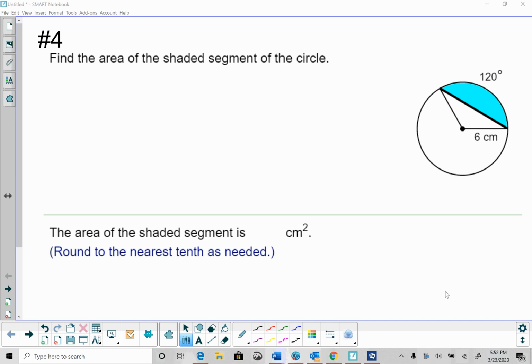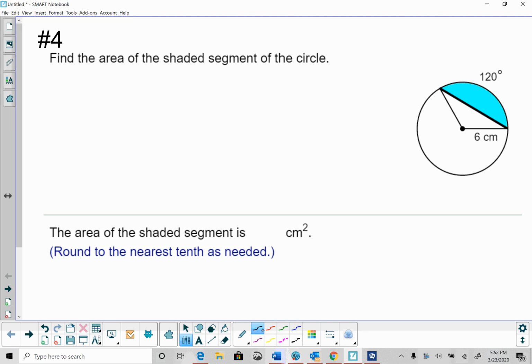Let's go through some of the questions from the Chapter 10 review, starting with problem number 4. Find the area of the shaded segment of the circle. Again, we're going to go through more of a process than a formula here. We're going to find the area of the large sector, subtract the area of that central triangle, and the difference will be the segment of the circle.